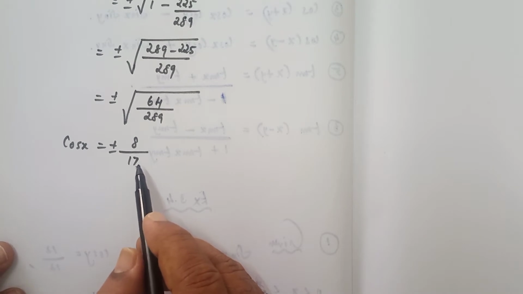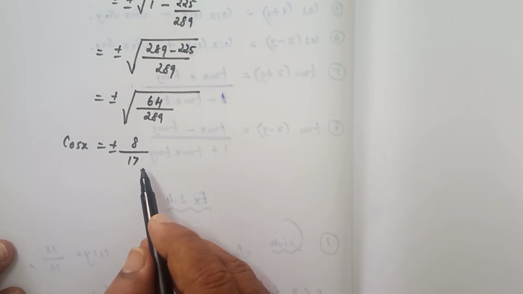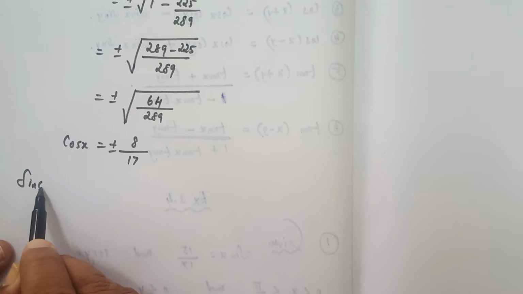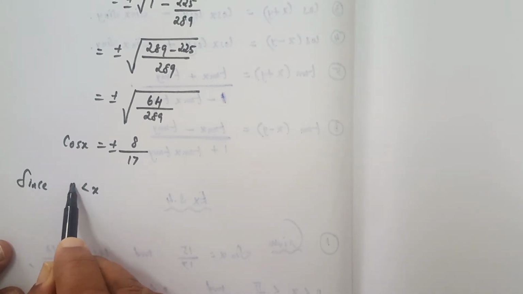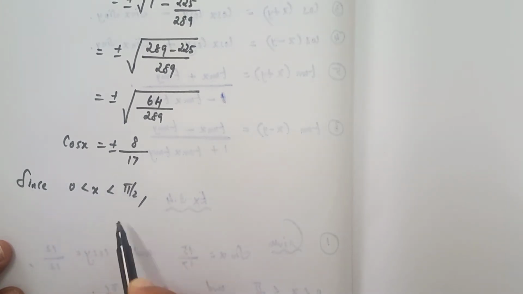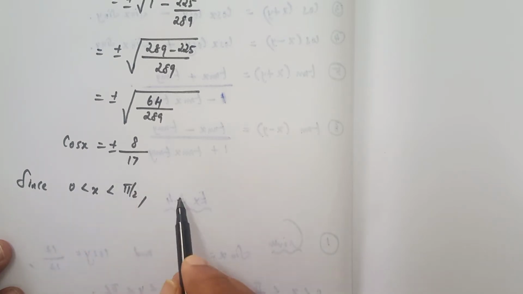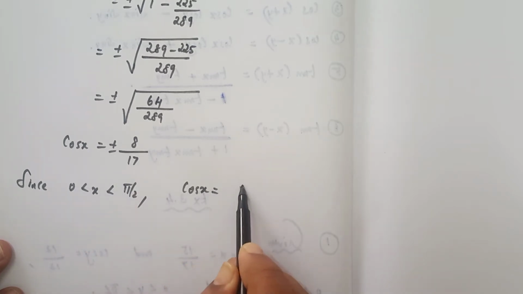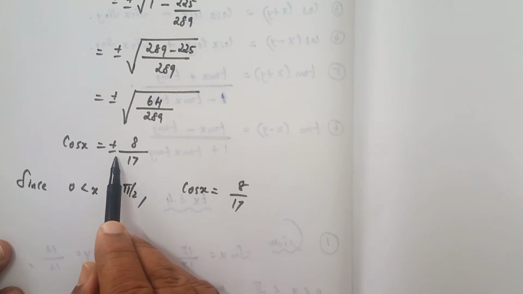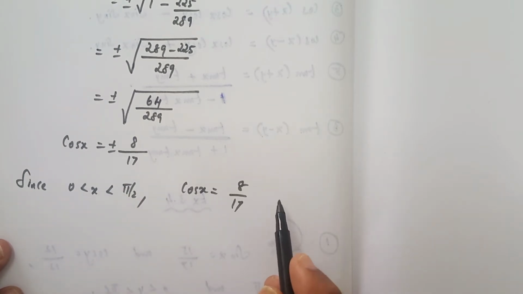Since x lies between 0 and 90 degrees, in the first quadrant, 0 to 90 degrees, that's the first quadrant. In the first quadrant everything is positive only, so we have to consider only the positive value. Cos x should be only 8 by 17. Automatically the minus will be neglected.